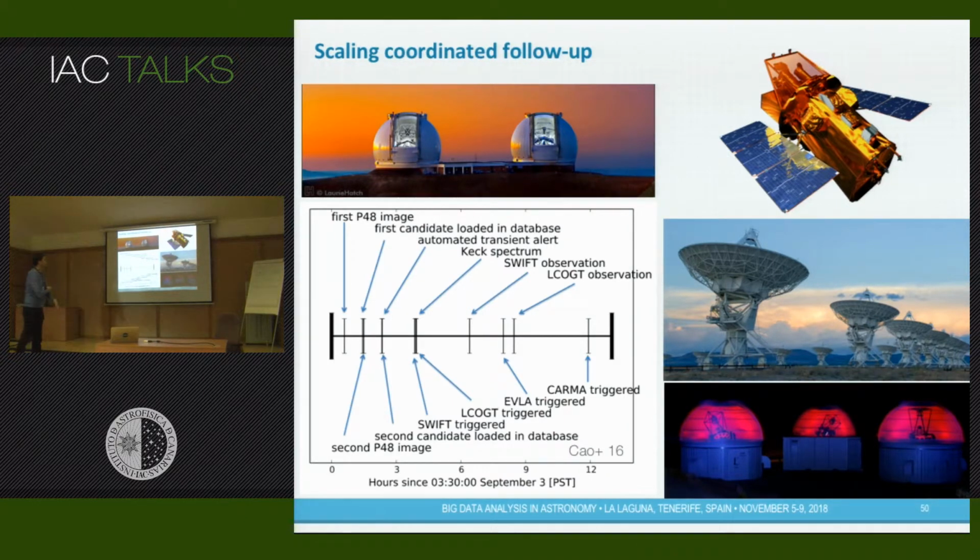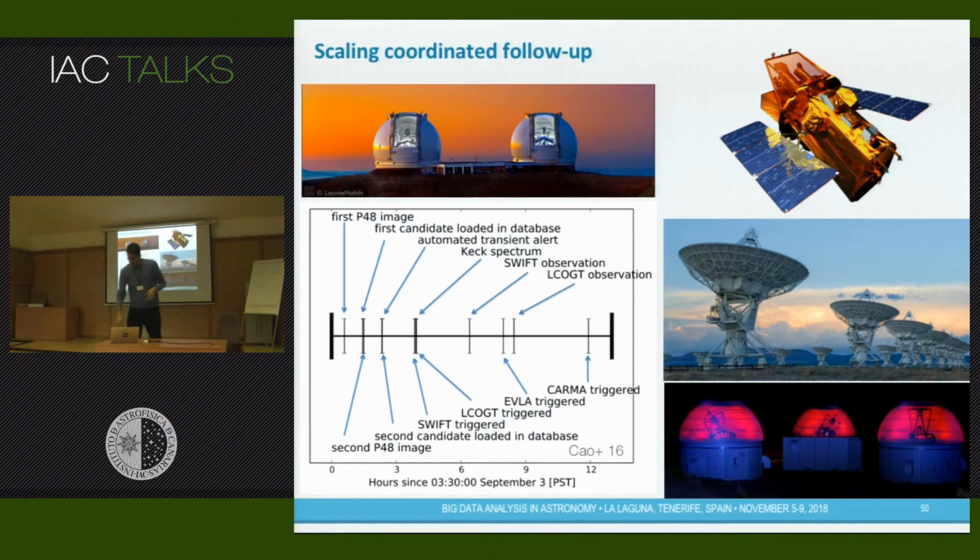This is an image that I showed you at the beginning, and it shows an example of this with iPTF. In the span of 12 hours, PTF detected the object, confirmed the object, and an automated transient alert was sent. Then at around 4 hours after first observation, Keck got a spectrum, Swift was triggered, LCOGT was triggered, Swift got the observation, EVLA got triggered, LCOGT got the observation, CARMA got triggered. The information was collected for this object in something like 12 hours.